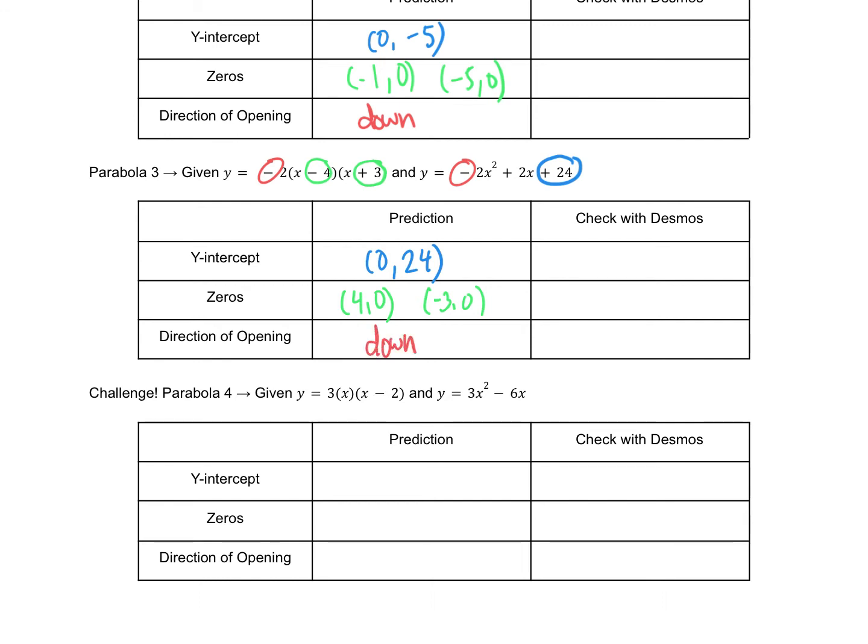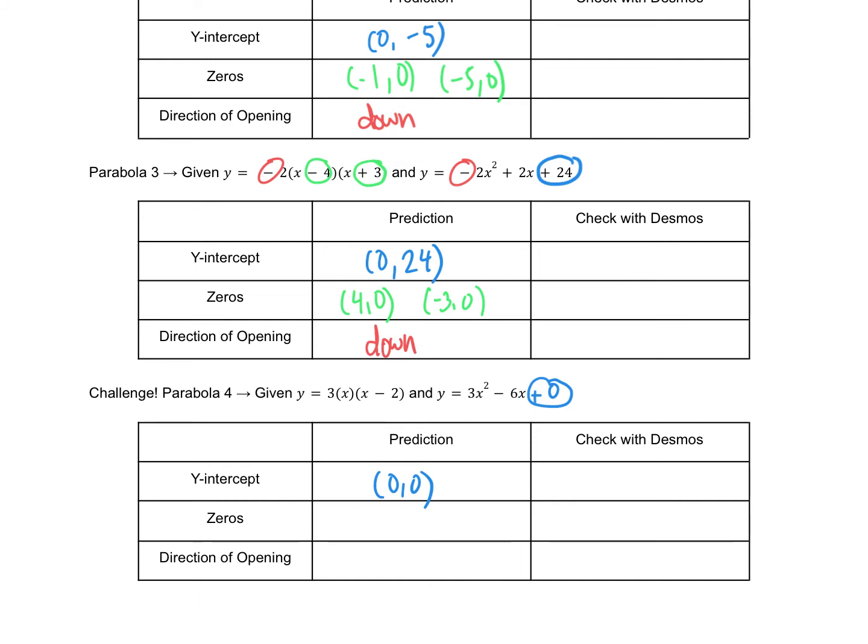So we're opening down. And the last one is a little bit challenging because something might be missing. So in terms of the y-intercept, I would be looking at my standard form, but there's no constant. You can't tell me that the y-intercept is negative 6 because the negative 6 is attached to an x. But remember, when something's missing, it's technically just a 0. So the y-intercept is just 0.